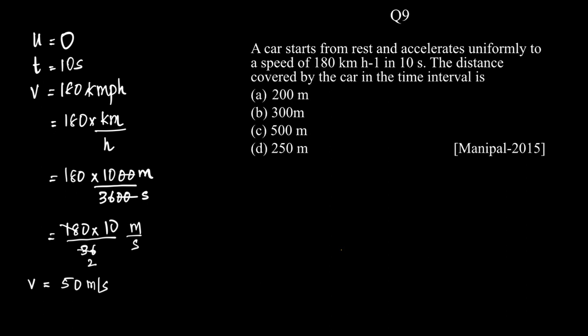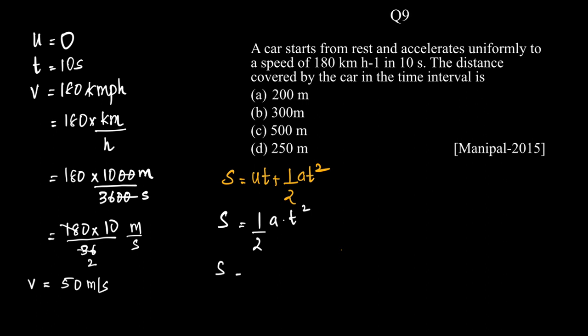Now we know that the distance covered S is equal to ut plus half a t square, right? So we need to find out S is equal to ut plus half a t square. Do we have t? Yes. Do we have u? Yes. Half a into t square. Do we have a? No, we don't have a. So we have S is equal to half a into t square.